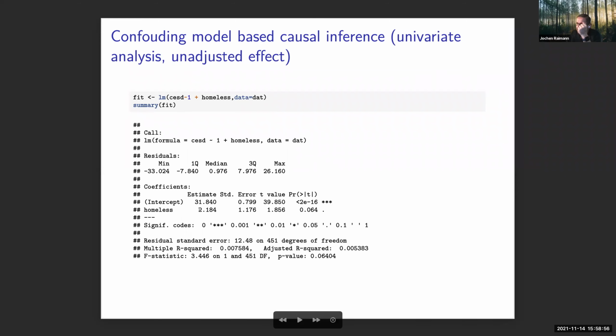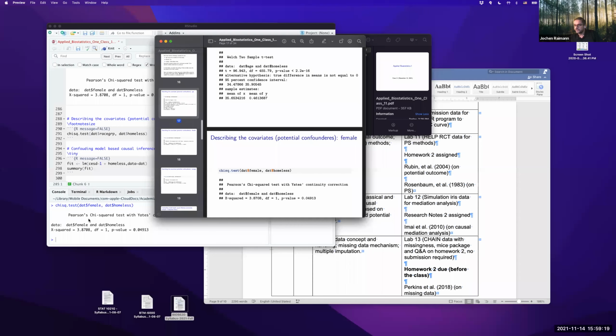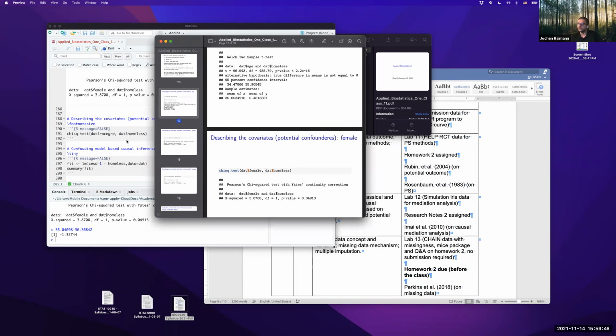So we're looking at homelessness again. Homelessness estimate 2.184. So that means, let's go back and see again what this means. This difference should be consistent with the mean in the t-test. Obviously not that one. So we have here a difference of 36.3, minus this, minus 1.34.